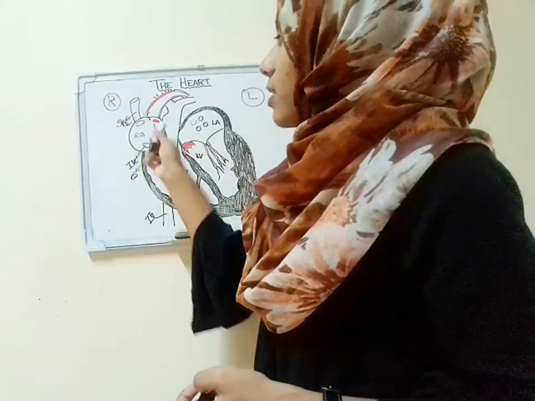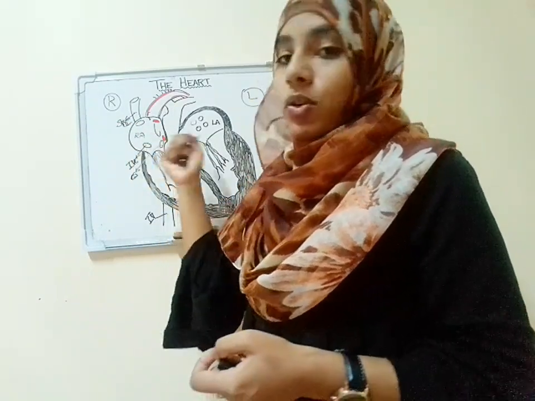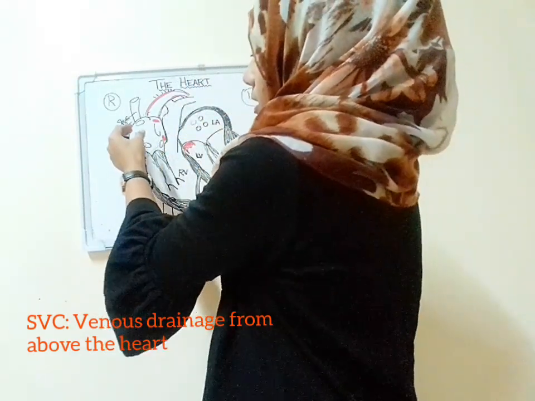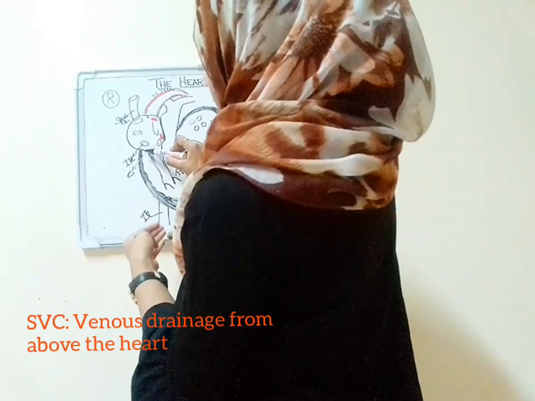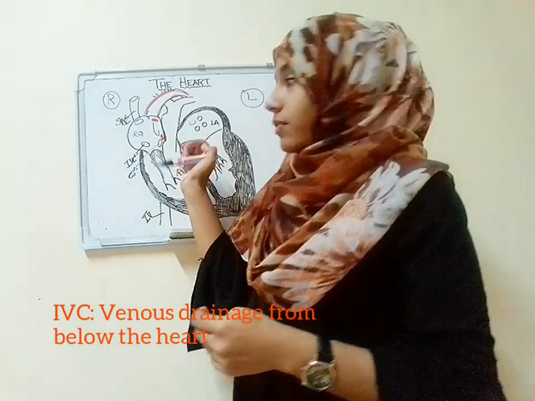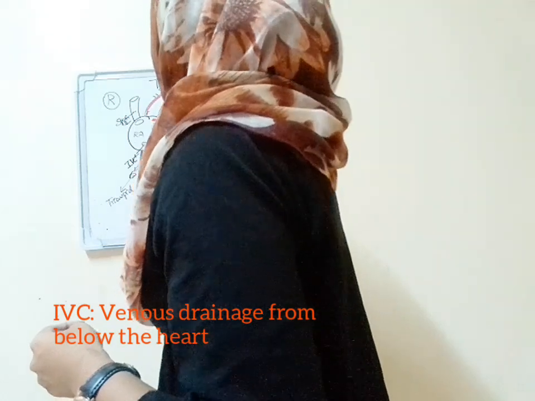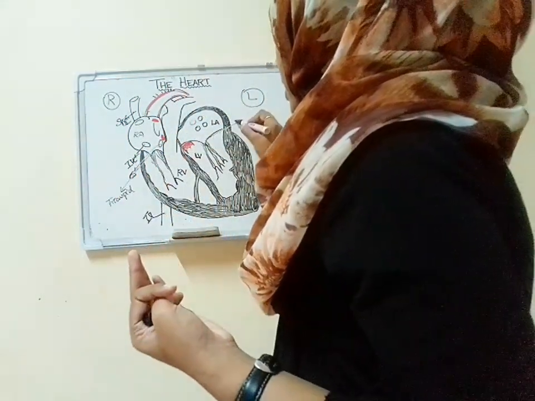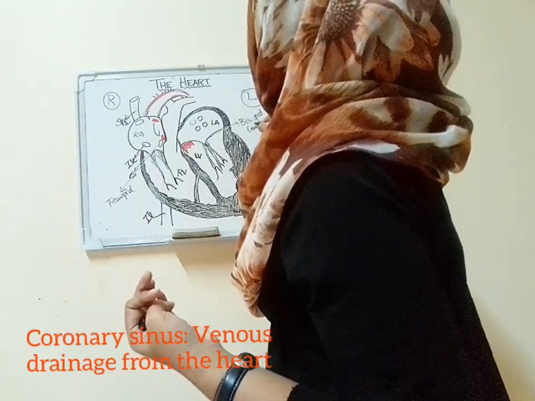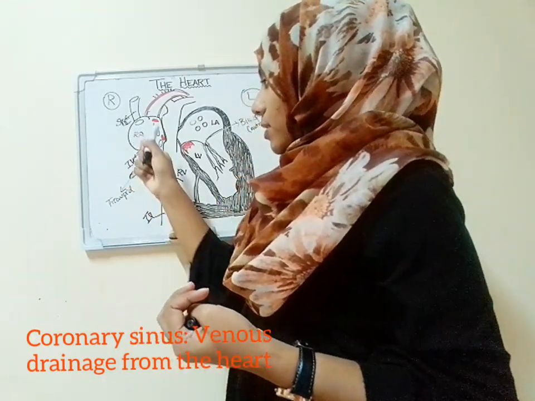So basically, the right atrium is receiving blood from three veins: the superior vena cava, inferior vena cava, and the coronary sinus. From this right atrium, the blood is pumped to the right ventricle via the tricuspid valve. There are 2 atrioventricular valves, which are the tricuspid valve and the bicuspid valve. So this is the tricuspid valve. Tricuspid means it has 3 cusps. And this is the bicuspid valve or the mitral valve. Via the tricuspid valve, the blood flows from the right atrium to the right ventricle.